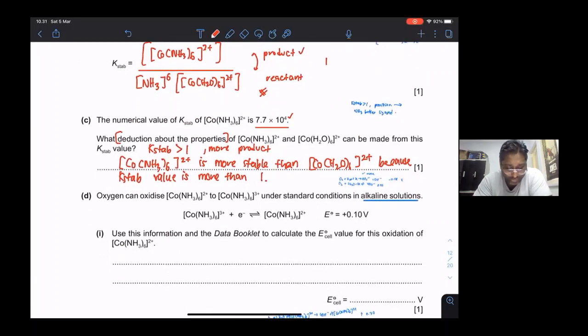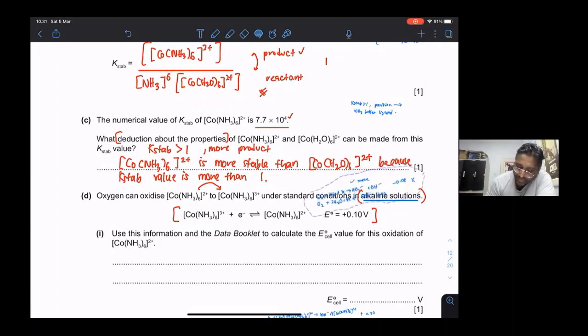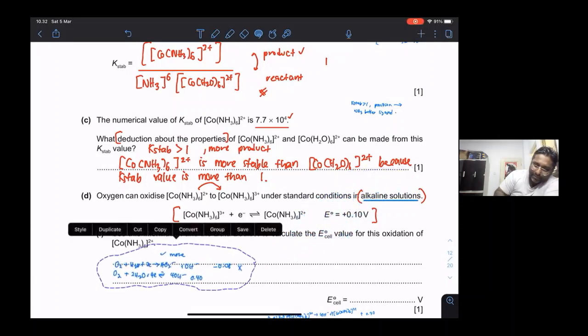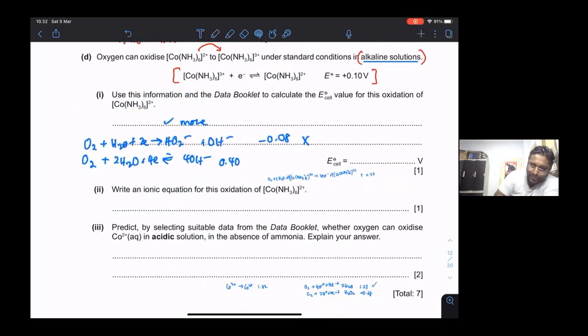Now, oxygen can oxidize this to here, under standard conditions in alkaline solution. So you need to use this information and the given information, 0.10, and then we need to look at the information from the data booklet. According to the new syllabus, you are not going to need a data booklet, but they will give you all the information. Imagine the information is given over here, so I already checked the data booklet and took this information and put it over here.